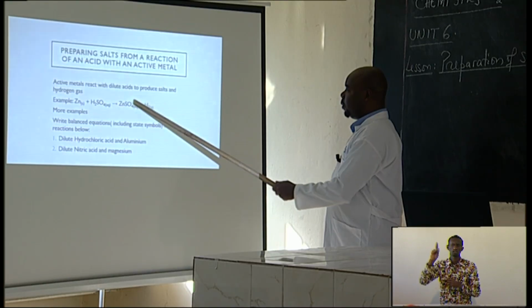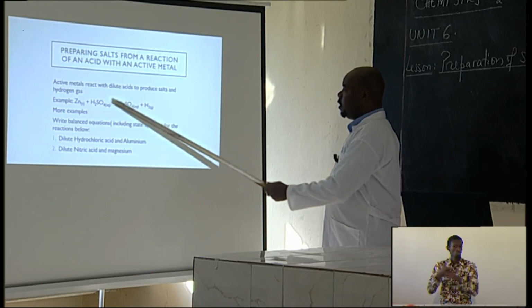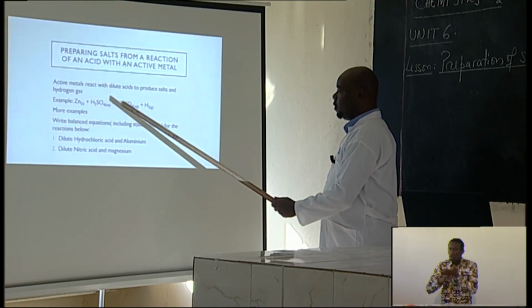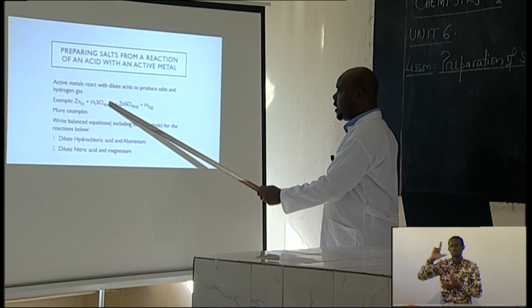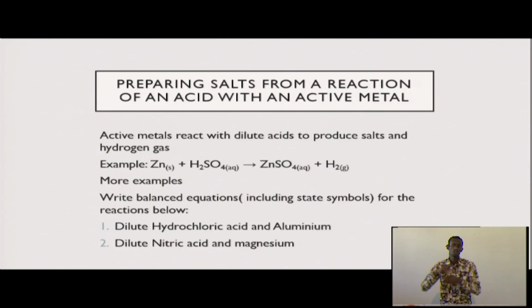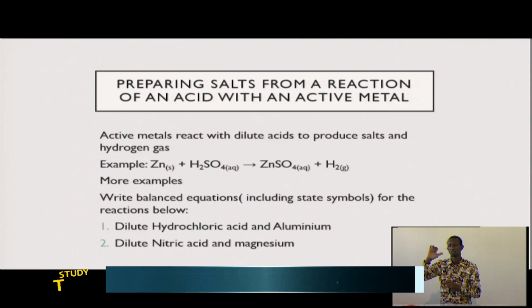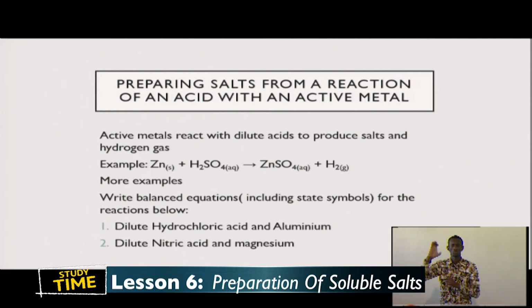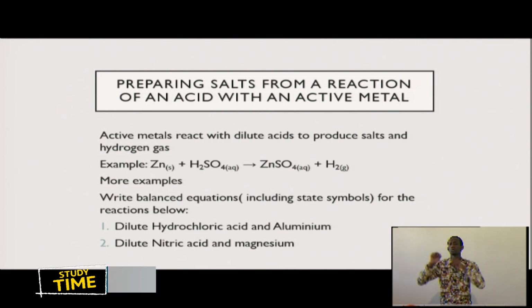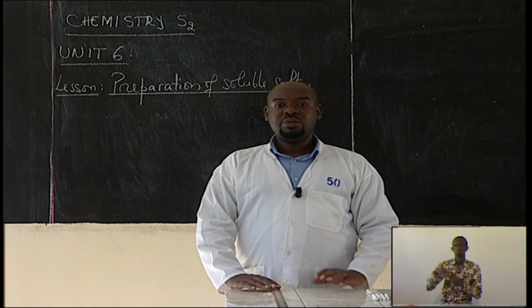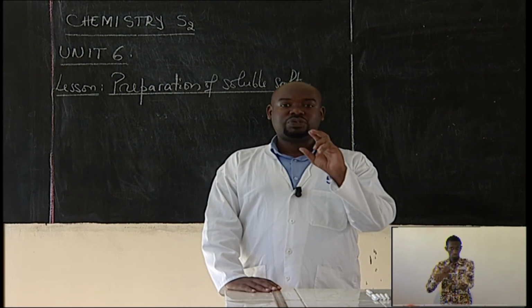From the worked example we have here, you use a solid metal and a dilute acid to produce an aqueous salt and hydrogen gas. So you can refer to this one and try these two questions. You have 30 seconds for each equation.